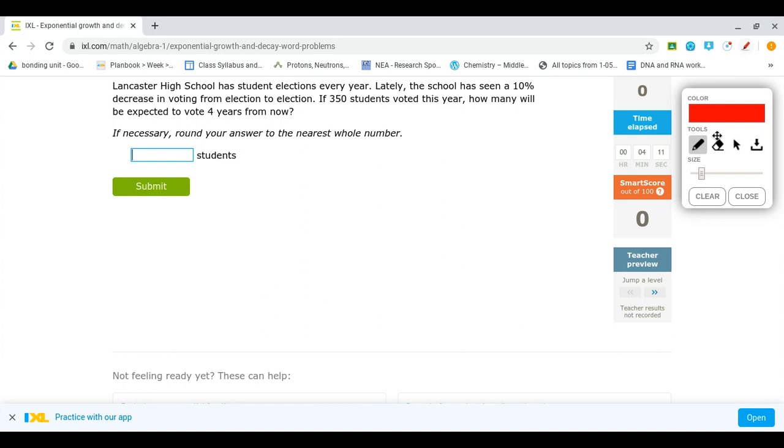So let me write this formula for you, and then I'll talk about what each of the four variables means. For exponential decay, the formula is y equals a times (1 minus r) raised to the x. Now, there's four variables here. There's x and y, which we've been using, and then there's also a and r. So let me explain what these four variables mean.